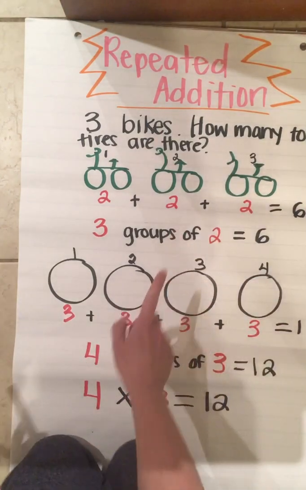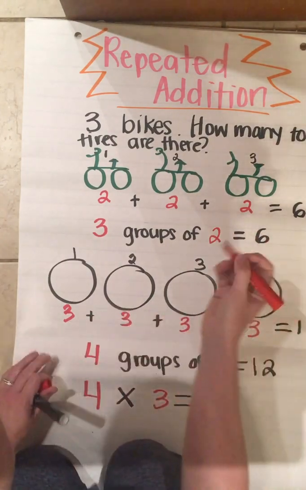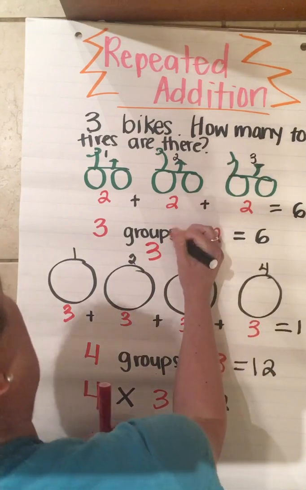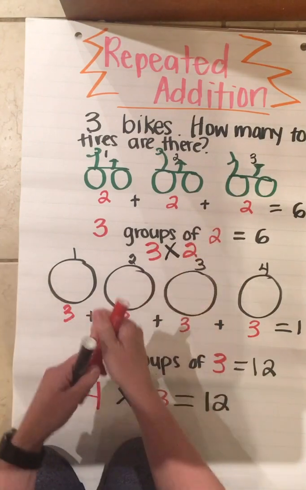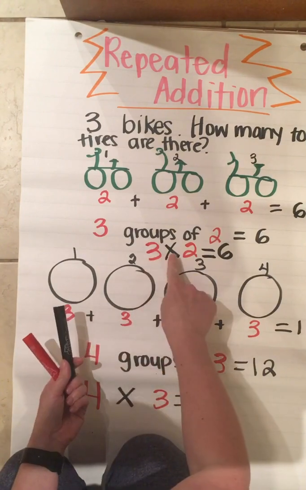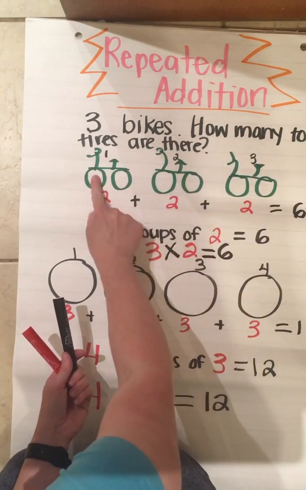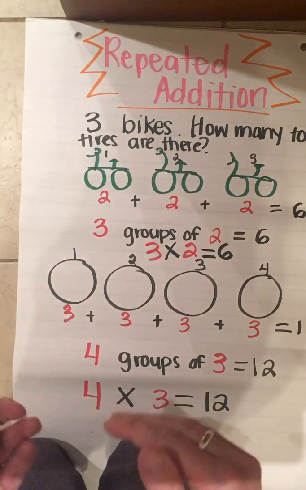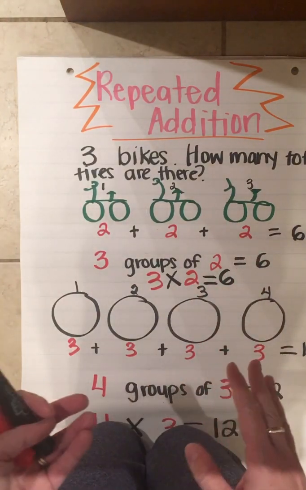And I'll write this multiplication sentence for you. I forgot to leave room here, but I will fit it in by writing 3 times 2. Okay, and 3 times 2 is the same as saying 3 groups of 2, okay, or 1, 2, 3 groups of 2. I really hope that this helped you understand the concept of repeated addition. If you have any questions, please let me know.